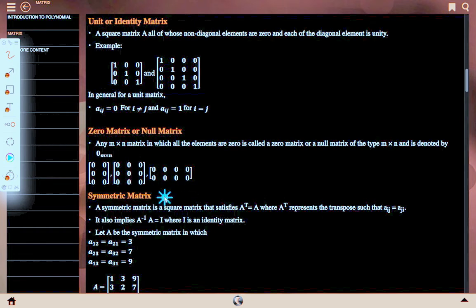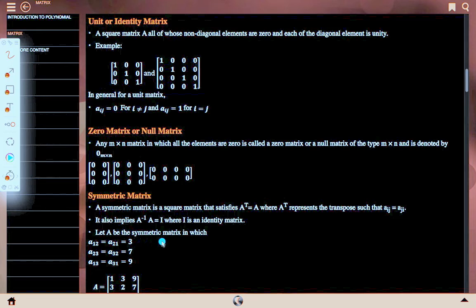Symmetric matrix. A symmetric matrix is a square matrix that satisfies A to the power T equal A, where A to the power T represents the transpose, such that aij equal aji. It also implies A inverse into A equal I, where I is an identity matrix.